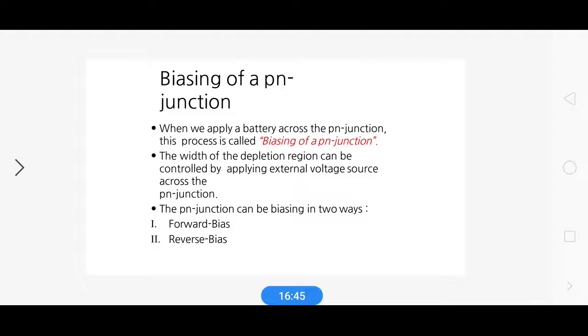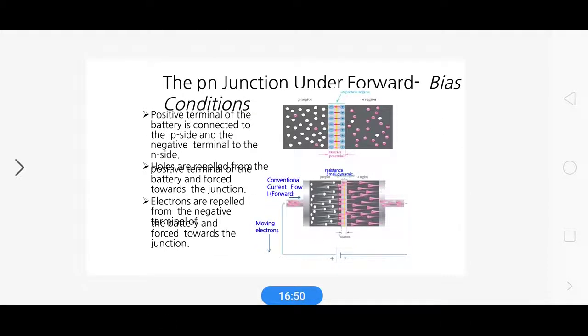First of all, what is meant by forward bias? The PN junction under forward bias: the positive terminal of the battery is connected to the P side and the negative terminal of the battery is connected to the N side. Positive terminal is connected to the P region and negative terminal is connected to the N region.